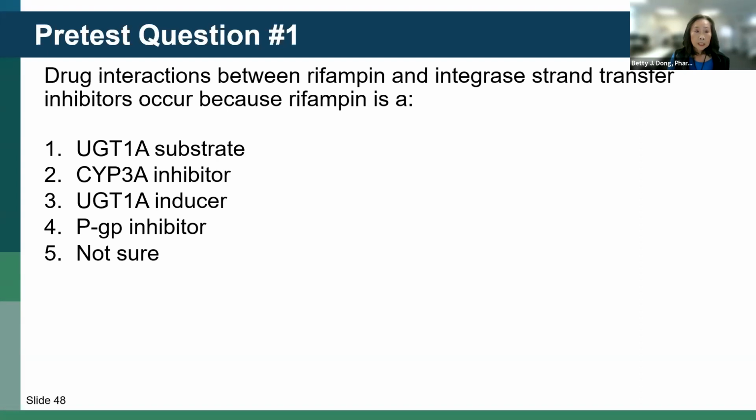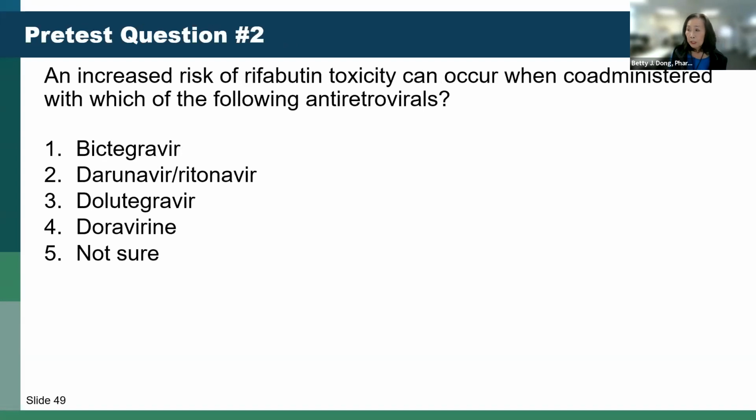And then our next question, pretest question 2: an increased risk of rifabutin toxicity can occur when co-administered with which of the following antiretrovirals? Bictegravir, boosted darunavir, dolutegravir, doravirine, or not sure. Perfect. Okay, so 78% of you picked darunavir/ritonavir, and that's the correct answer because rifabutin is a 3A4 substrate, and therefore darunavir/ritonavir can increase levels and increase the risk of uveitis and neutropenia.